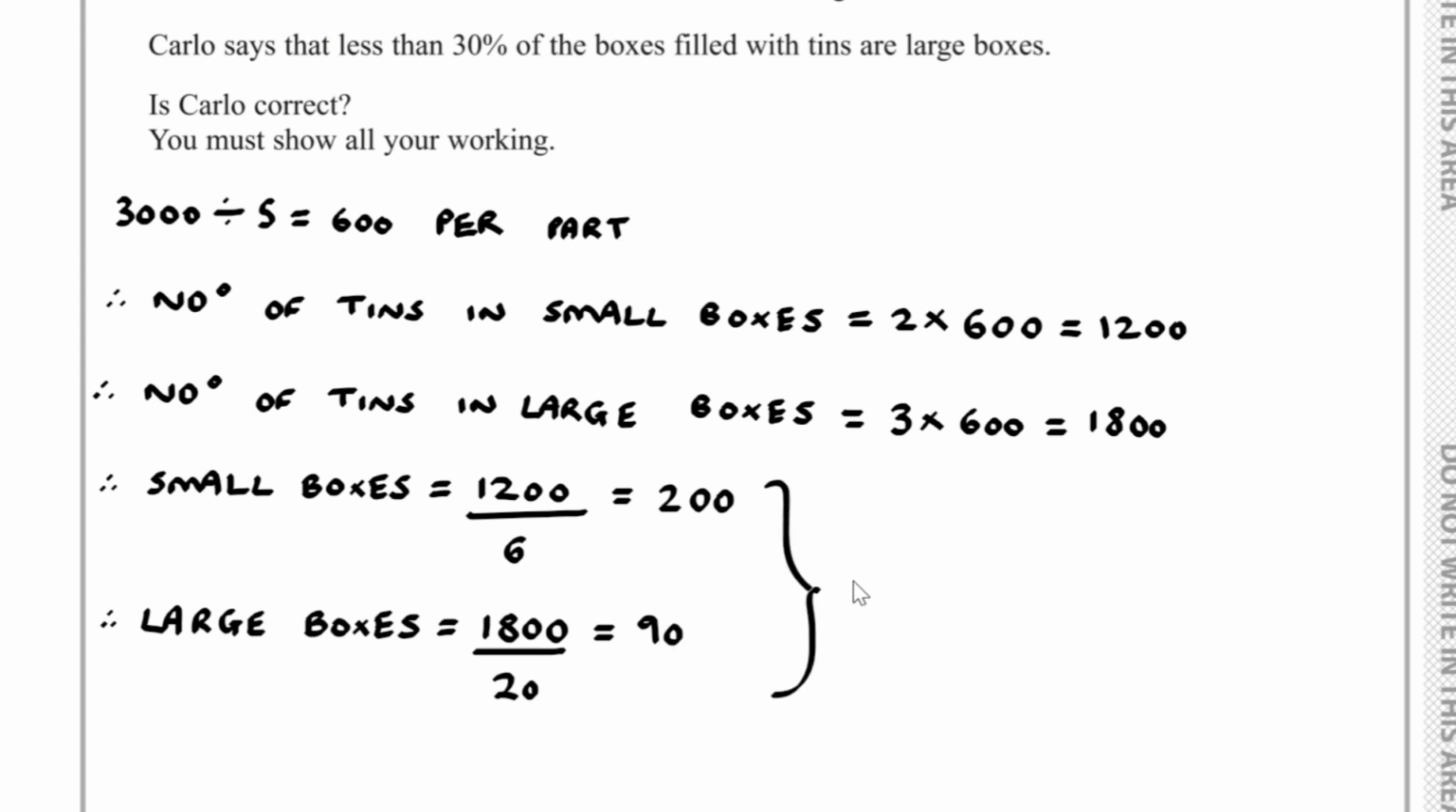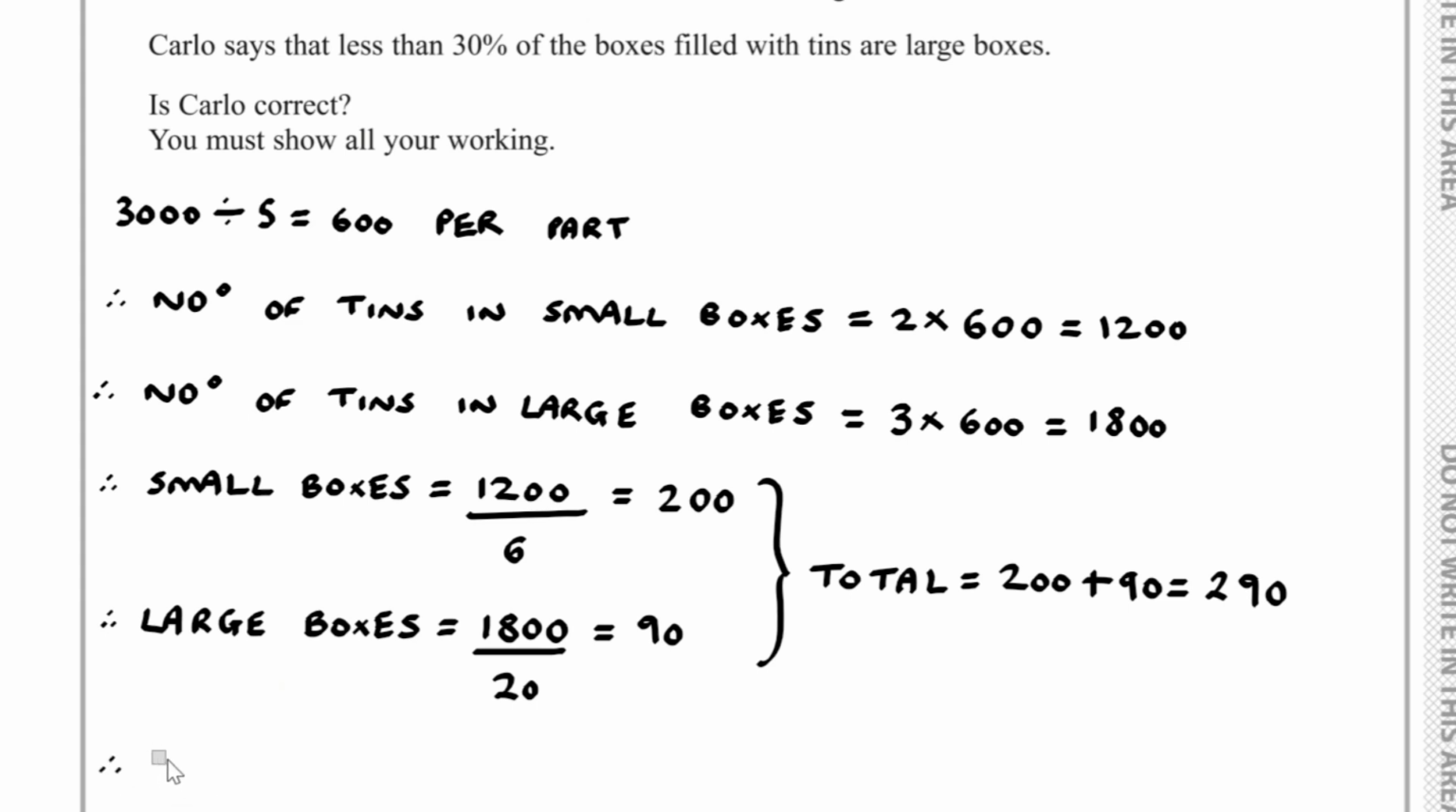And so if we were to find out the total number of boxes, we've got 200 plus 90, which is 290. We've got 290 boxes. Now let's see what percentage of boxes are filled with tins are large.